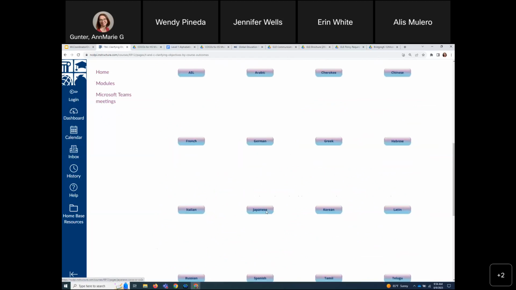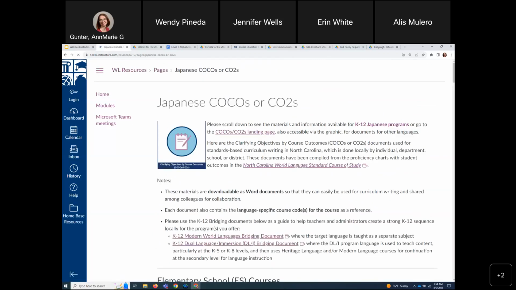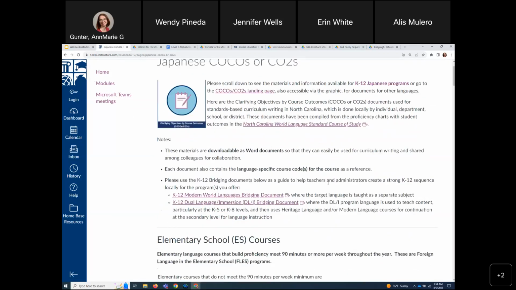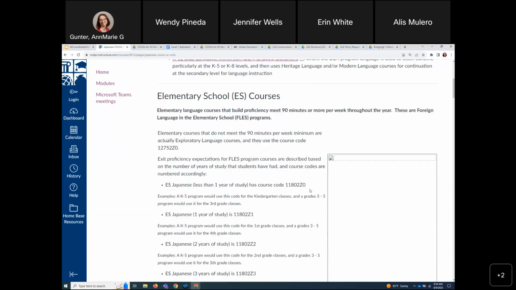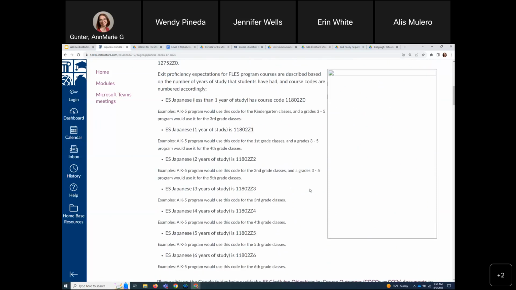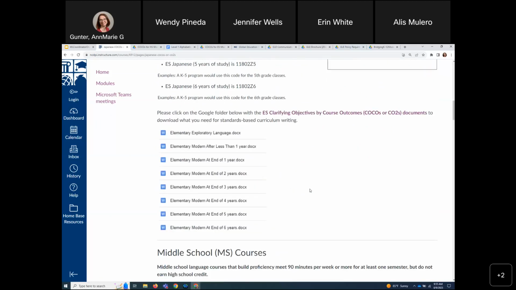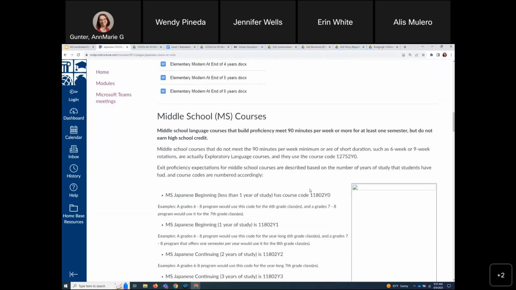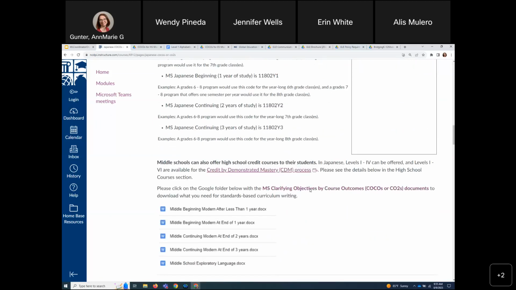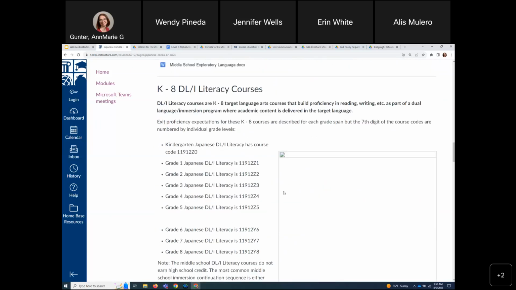Japanese is kind of interesting because, you know, we were looking a lot at alphabetic languages before with Spanish and Cherokee. Japanese and Chinese are logographic languages. And again, they have documents regarding the bridging documents and so forth and DLI, but the same kind of thing exists. Here's our elementary school Japanese courses and their course codes and their COCOs, the middle school ones as well. And then our K-8 ones, we do have Japanese DLI in the state.